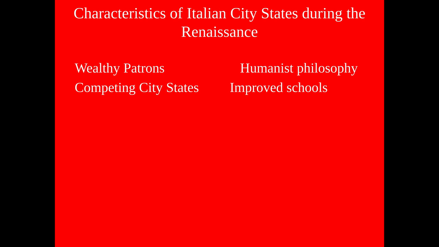Remember that these Italian city states during the Renaissance had a couple of different characteristics. These are the four I want you to know. It consisted of wealthy patrons like the Medici family. You had competing city states between Florence, Milan, Genoa, and those others in that area that competed against each other, which actually helped the Renaissance. Remember the humanist philosophy that puts more focus on the individual, and remember that schools had started to improve, especially with the invention of the printing press and books being more available.